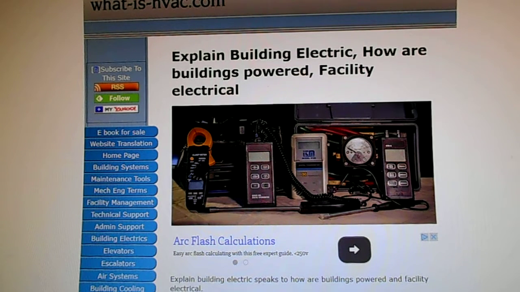This oral presentation explains building electric, basically how our building's powered and how the power gets there. Building wiring describes how electricity is transferred to a building, from source to substation and to the building for distribution.